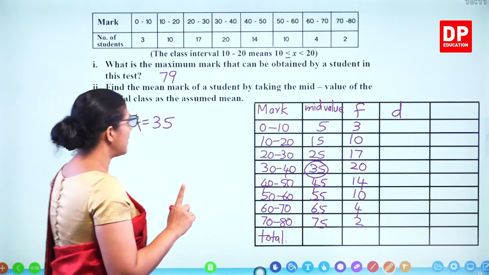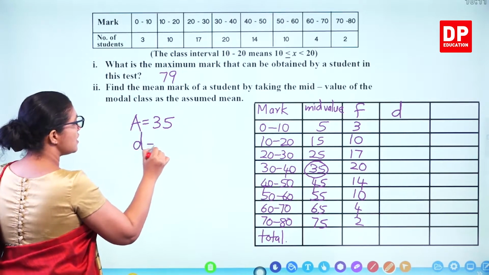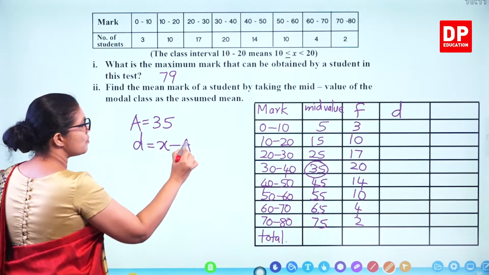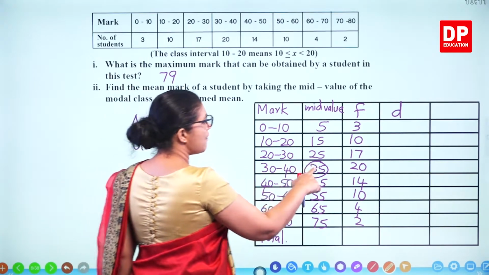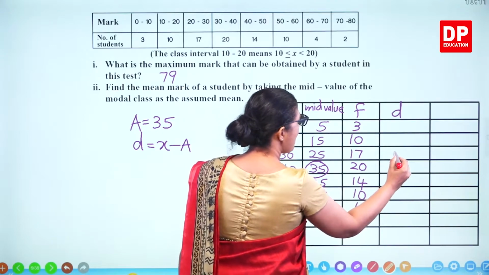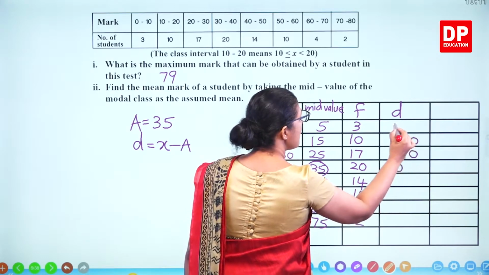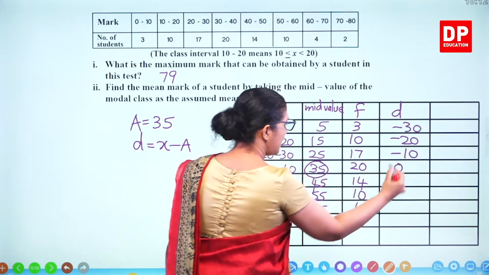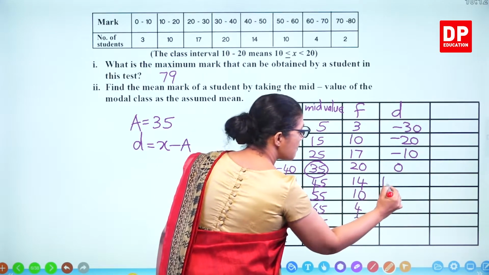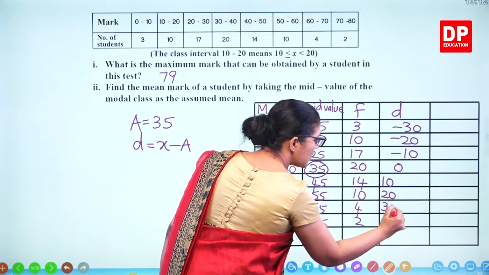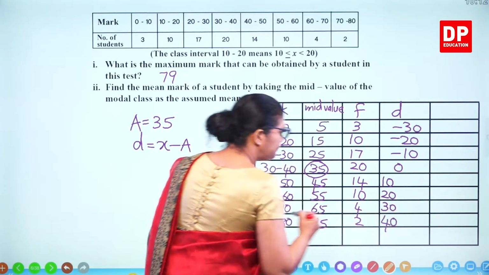Now we can calculate the deviation. Deviation is x minus assumed mean. So 35 and 25, that's minus 10. Here 0, minus 20, minus 30. And this way you get positive 10, 20, 30, 40.